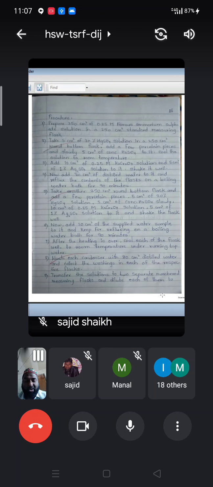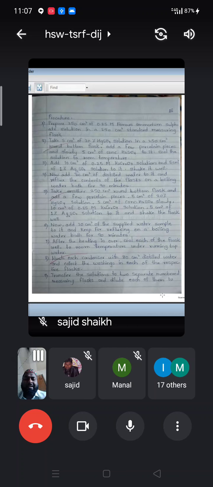to room temperature. Then into that solution we will add 10 cm cube of 0.25 molar K2Cr2O7 solution and 5 cm cube of the 1% Ag2SO4 solution. We will shake it. Then we will add 20 cm cube of distilled water to it, and we will keep it on the water bath for refluxing for 90 minutes.